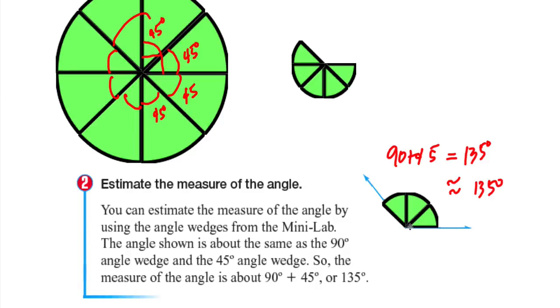So we have a 90-degree angle right there. And then we are going to add another wedge, or a slice. So that's a 90-degree angle for two slices. And add one more slice, or one more wedge. The measure is about 135 degrees. And let's take a look at the last example.